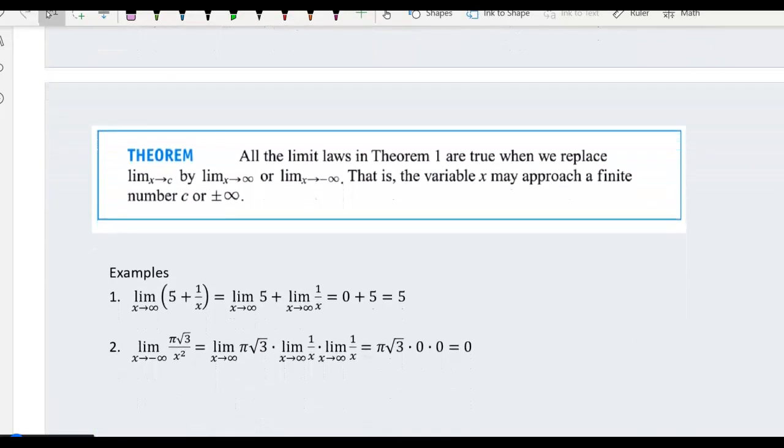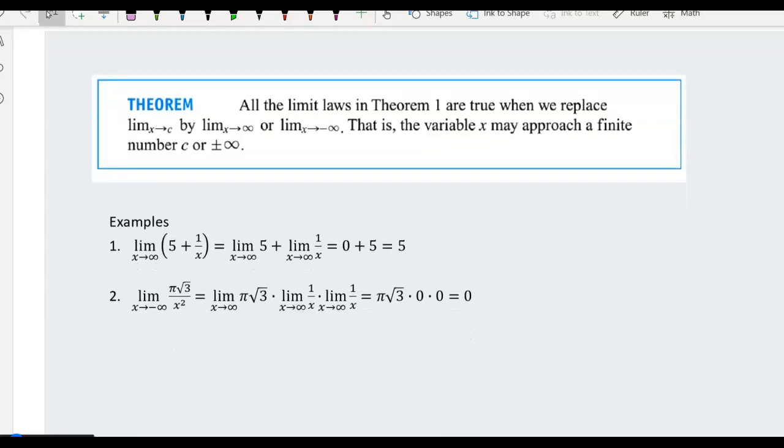Now, we will use the same limit laws that we had before, where we can add, subtract, multiply, divide different limits, and multiply by a scalar number, when we have limits that are approaching positive or negative infinity.